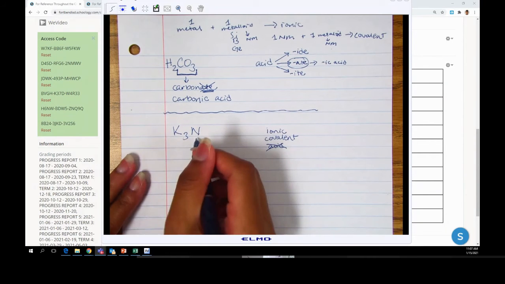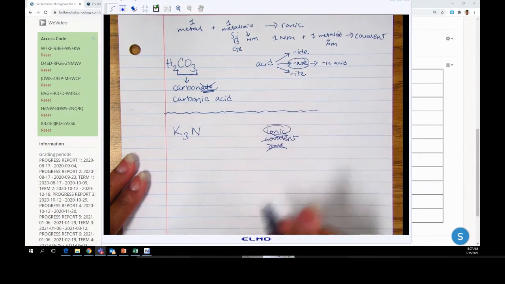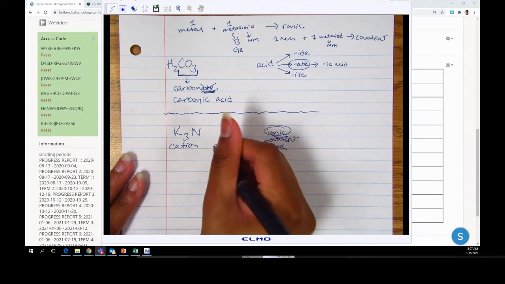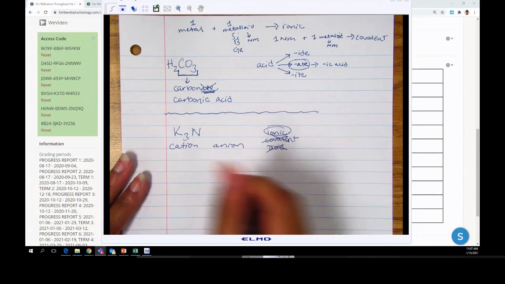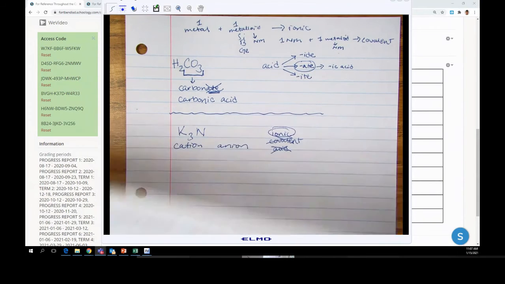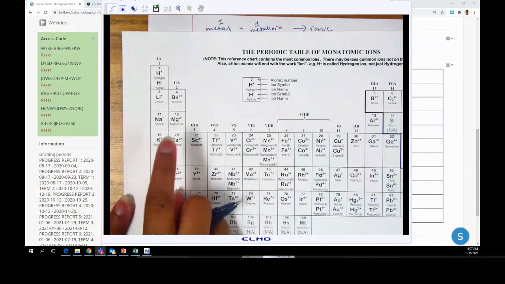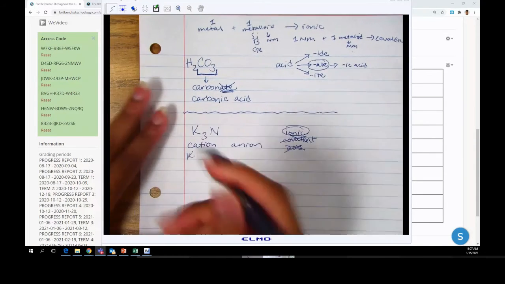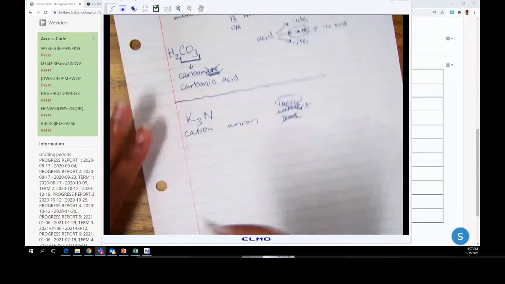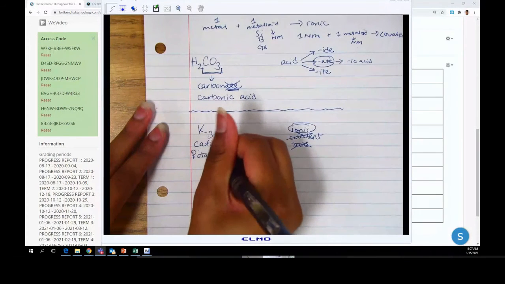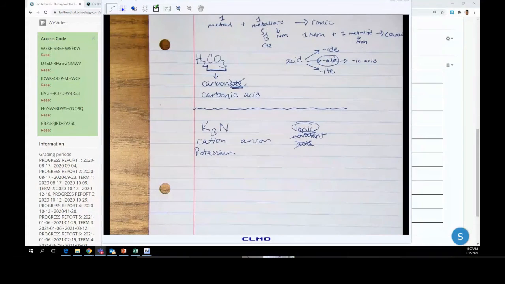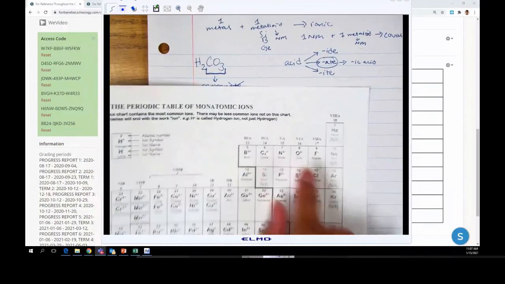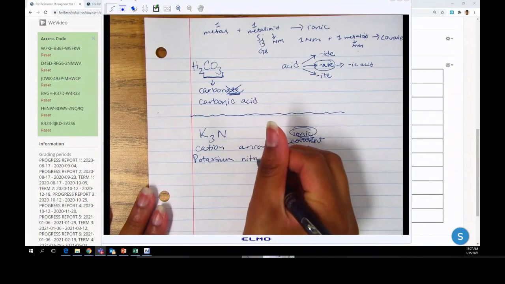But here we're looking at a metal and a non-metal, so this is ionic. The format we'll follow is cation name followed by the anion name. The name of this cation, if we pull it off of our chart, is going to be potassium. Oops, I'm going to write the K again. And the anion, right, is N, that's nitride. So this is potassium nitride.